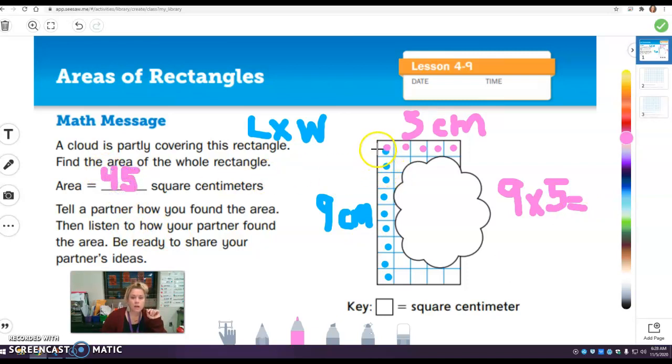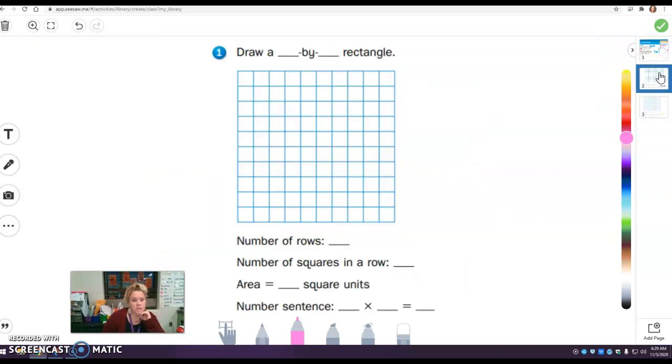So as long as I can have the composite unit, I can figure out the area of a shape. I don't have to be showing all of the squares. All right, so we're going to continue talking about this today and practicing area.